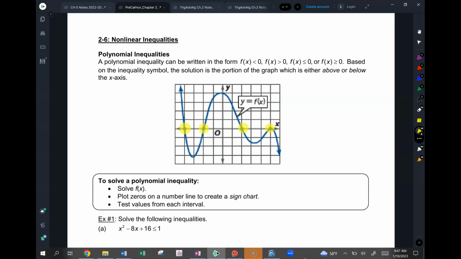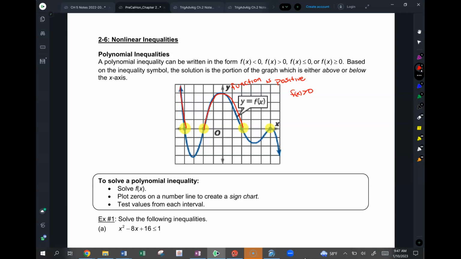Now, above the x-axis are the positive y values. So anytime the function is above the x-axis, that's when we say the function is positive. So in here and in here, all right, the function is positive. f of x is greater than 0.